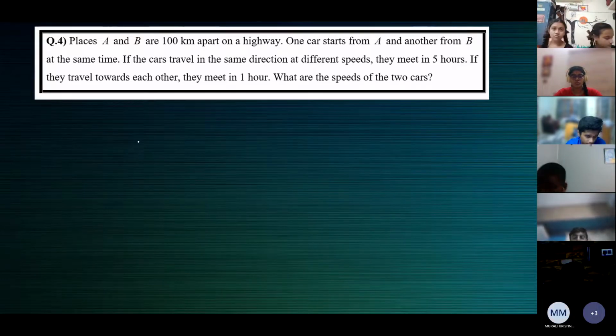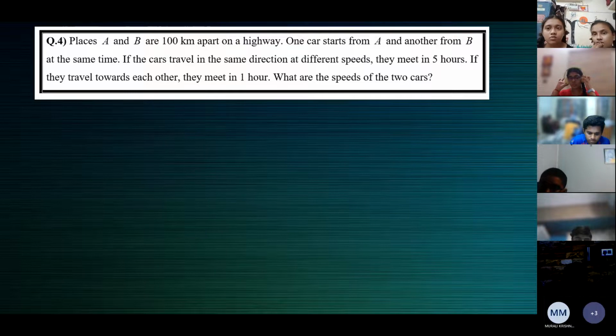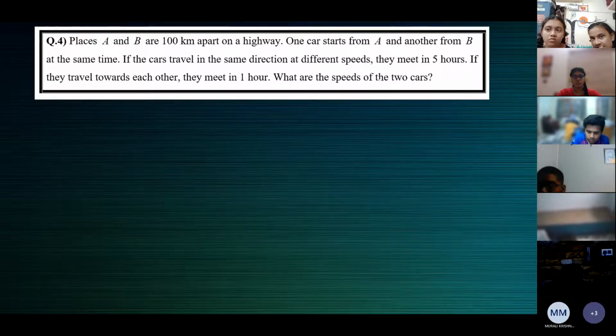Places A and B are 100 kilometers apart on a highway. Listen to me, you can write the question later. One car starts from A and another from B at the same time. If the cars travel in the same direction at different speeds, they meet in 5 hours. If they travel towards each other, they meet in 1 hour. What are the speeds of the two cars?